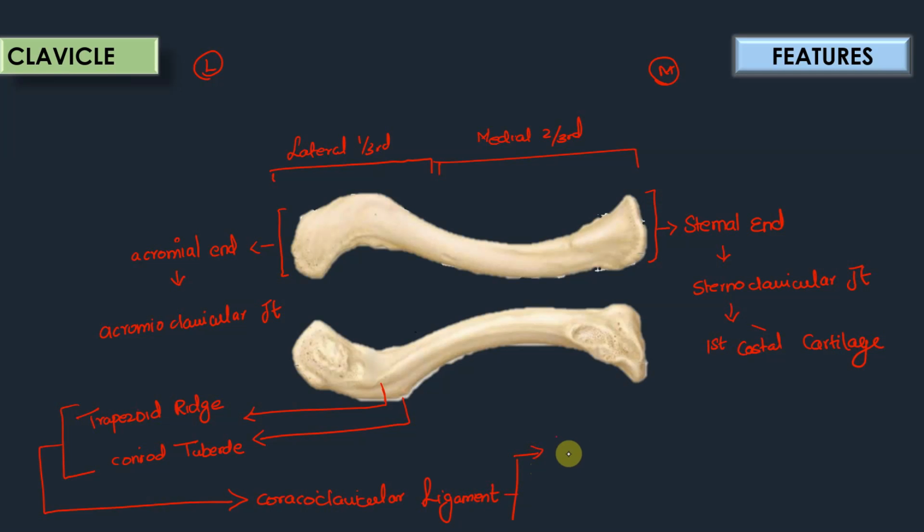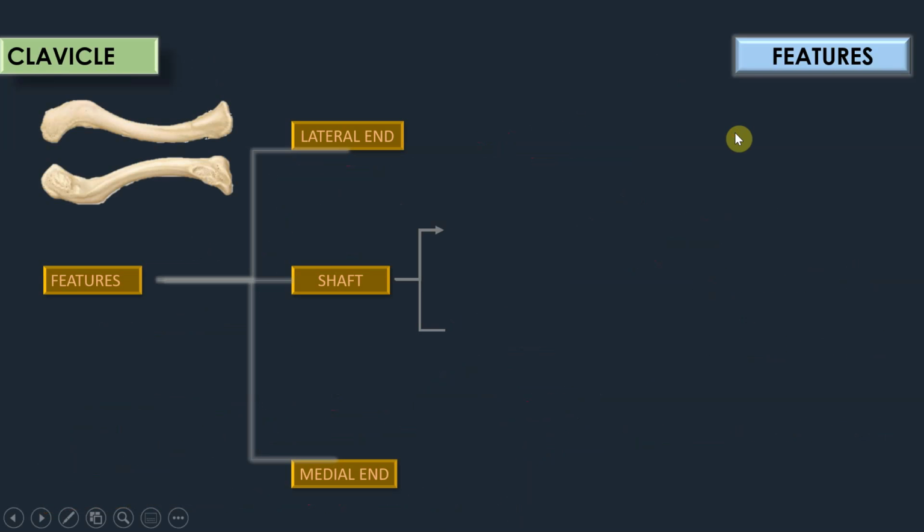Now, the function of the coracoclavicular ligament is it transmits weight of the upper limb to the axial skeleton. Also, in the shaft, we have a groove called the subclavian groove. Quickly, we will see the features.